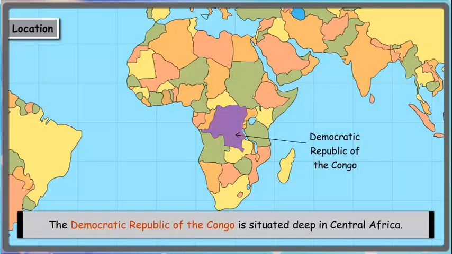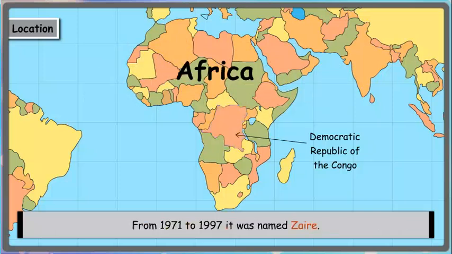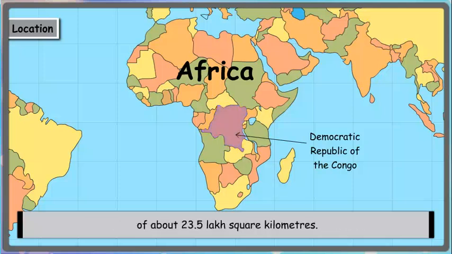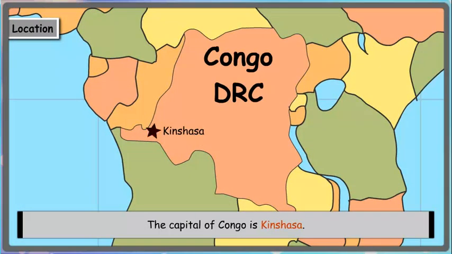Location. The Democratic Republic of the Congo is situated deep in Central Africa. From 1971 to 1997, it was named Zaire. It is the second largest country in Africa and has an area of about 23.5 lakh square kilometers. The capital of Congo is Kinshasa.